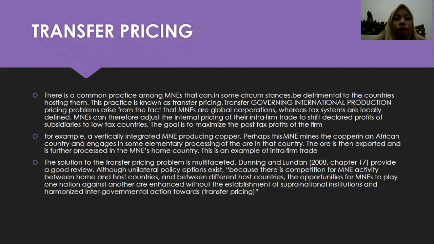For example, consider a vertically integrated MNE producing copper. Perhaps the MNE mines the copper in an African country and undertakes some elementary processing of the ore in the country. Then it is exported and further processed in the MNE's home country. This is an example of intrafirm trade.